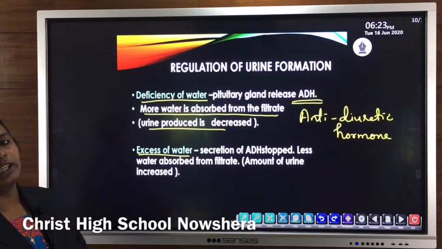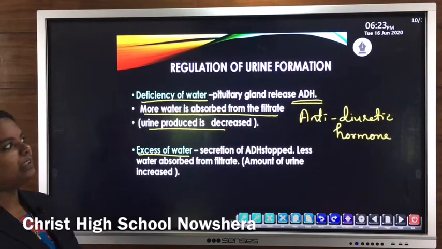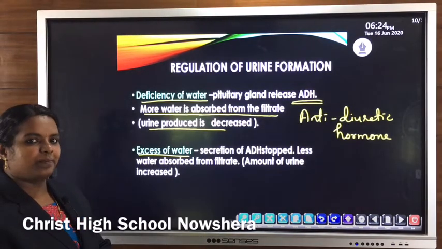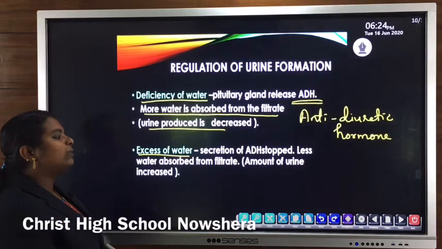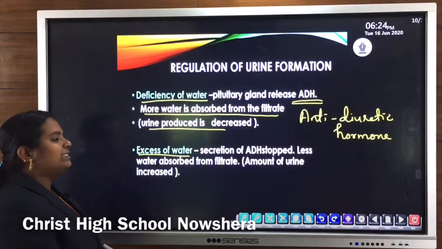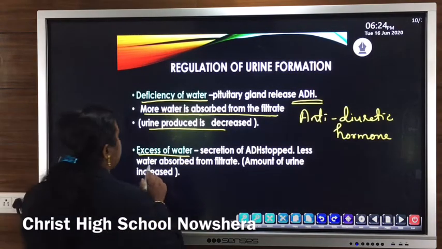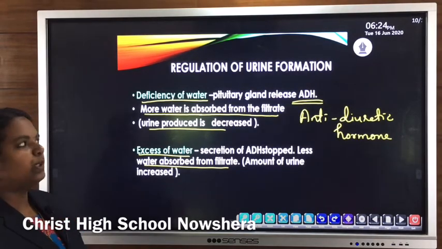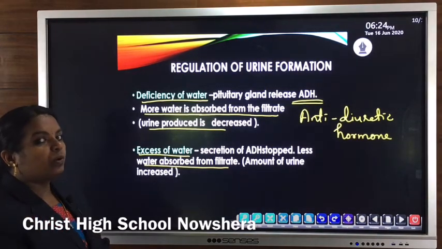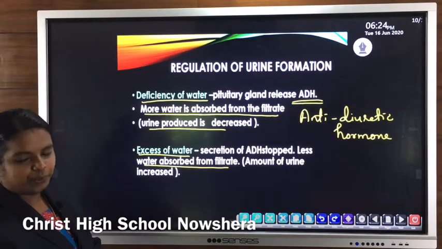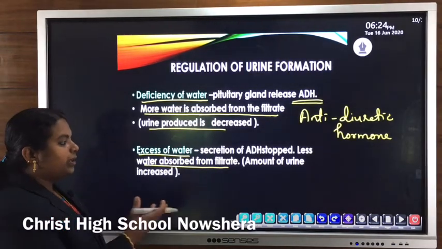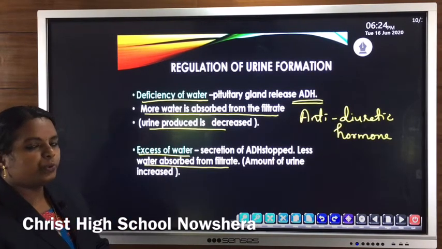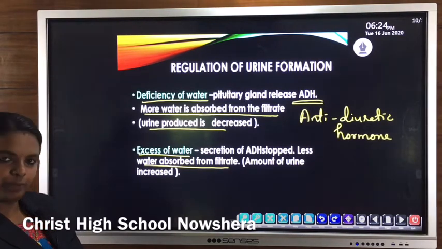Then the second condition is excess of water. If there is excess of water in our body, then just opposite to the secretion of ADH, the pituitary gland stops the secretion of ADH. Due to the stoppage of ADH secretion, less water is absorbed from the filtrate. So if less water is absorbed from the filtrate, more water is present in urine. So what will happen to the amount of urine? More urine is produced.